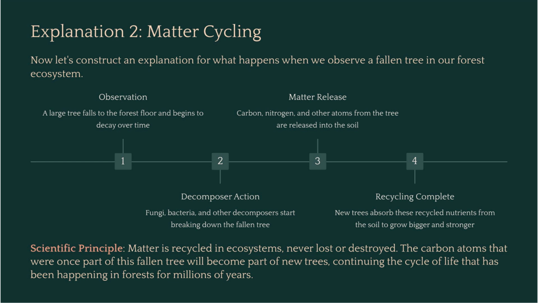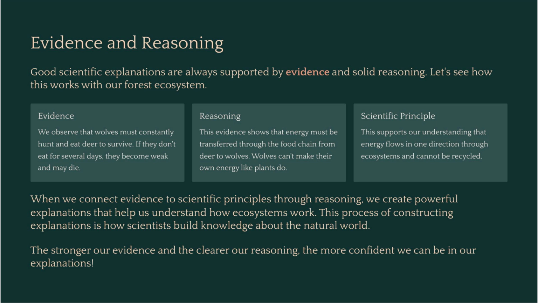Now let's construct an explanation for matter. We observe that when a tree falls to the ground, it eventually disappears. We know that the decomposers, the fungi and bacteria, are breaking down the tree. Our explanation is that the atoms and molecules that made up the tree are not gone. They are being recycled. The decomposers return that matter to the soil, where a new tree can absorb it and grow.